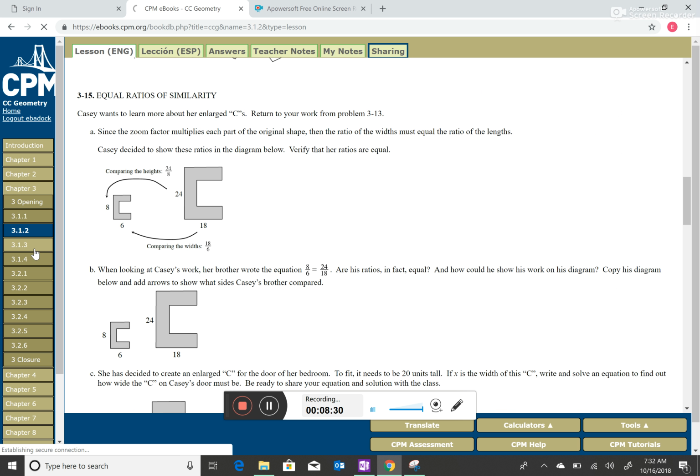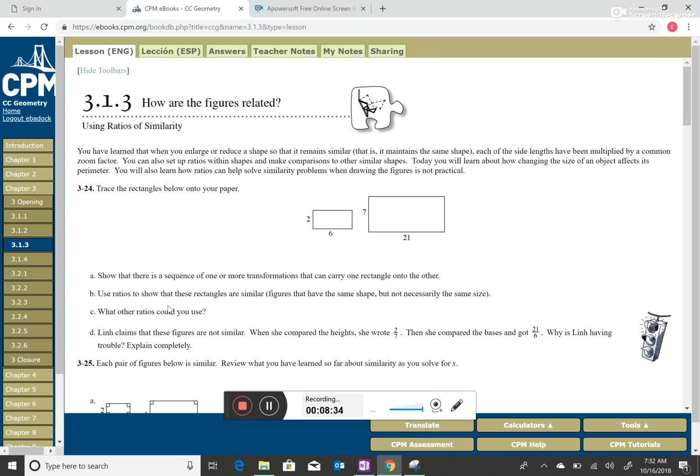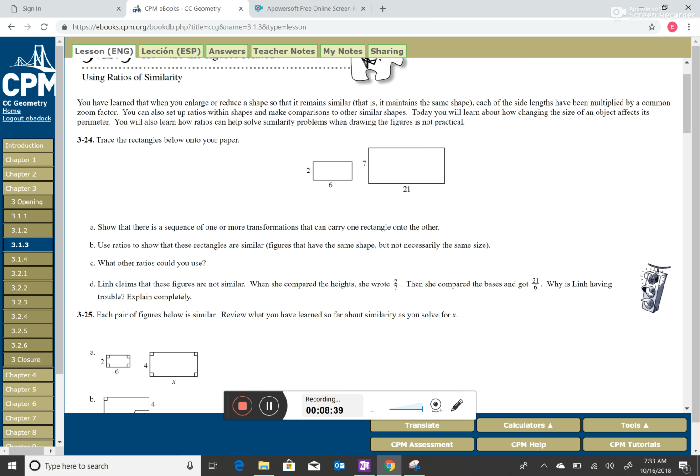Then if you go to 3.1.3, this gets more into the more practice and the more why we use it and how we use it. So this is the bigger section for us to focus in on.